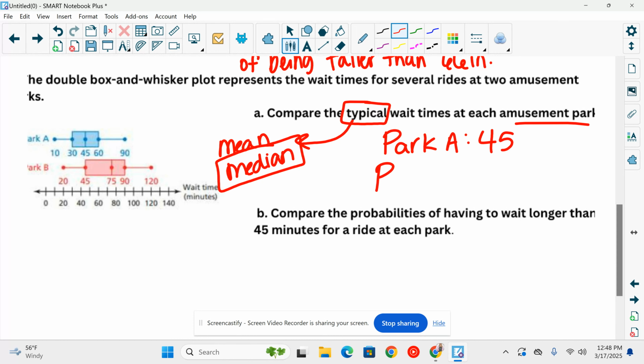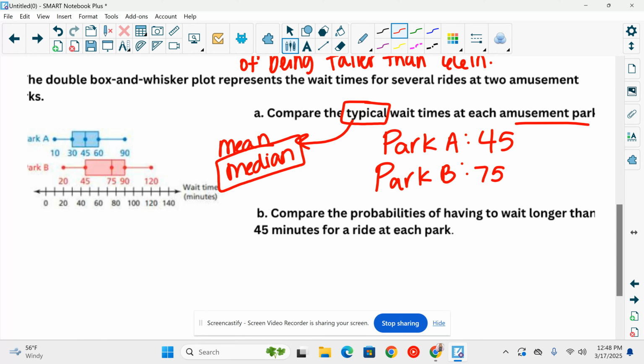And Part B, what's the typical wait? 75 minutes. Based off of that, who has the longer wait times? So which park would you rather go to? Part A, right?